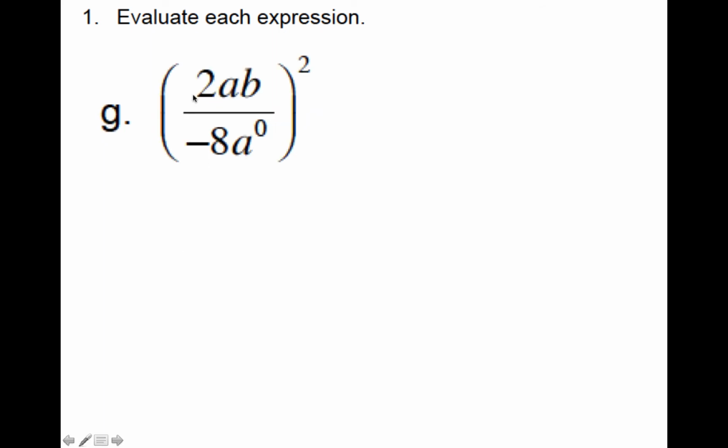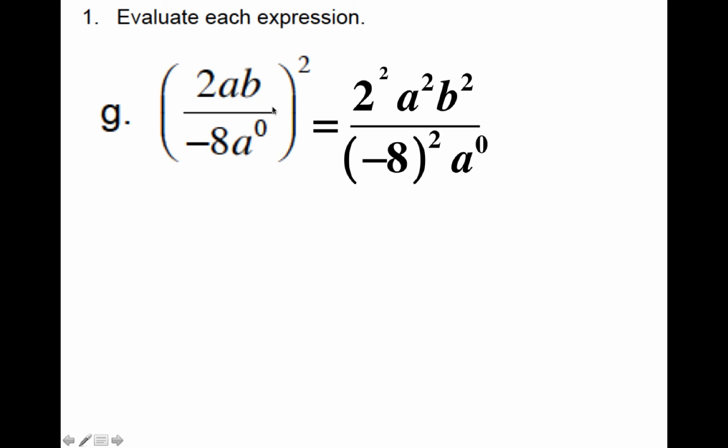For g, every single base is going to be raised to the squared power here. So it's going to become 2 squared, a squared, b squared, over, in parentheses, negative 8 squared, a to the 0 times 2 is 0.